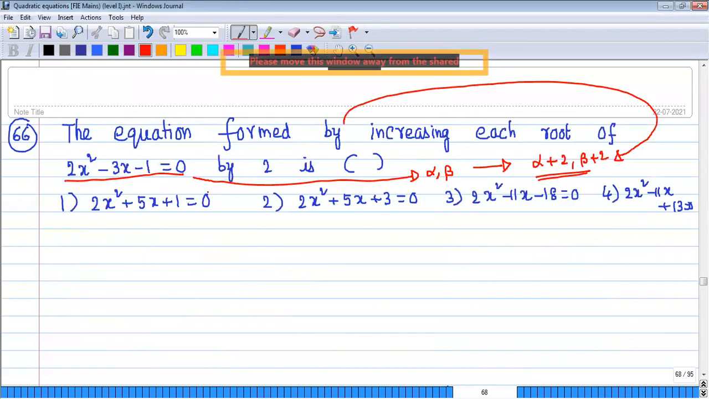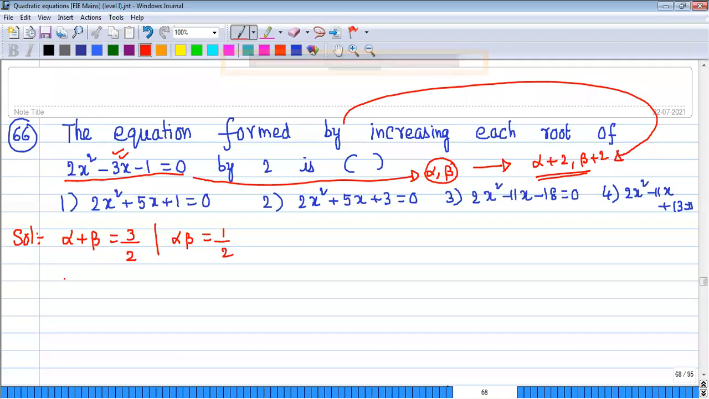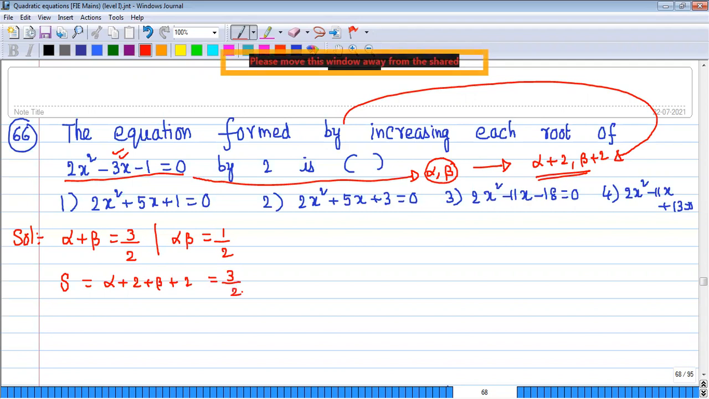Right. So now as alpha, beta are the roots of this equation, first we can have alpha plus beta. Alpha plus beta is equal to 3 upon 2. So if you have any doubt, you can ask me. Otherwise, I will carry on. So alpha beta is equal to minus 1 upon 2. First, we need to find out a new sum, that is alpha plus 2 plus beta plus 2. See, alpha plus beta is 3 by 2. 2 plus 2 is 4. This will be 3 by 2 plus 4 is 11 upon 2.